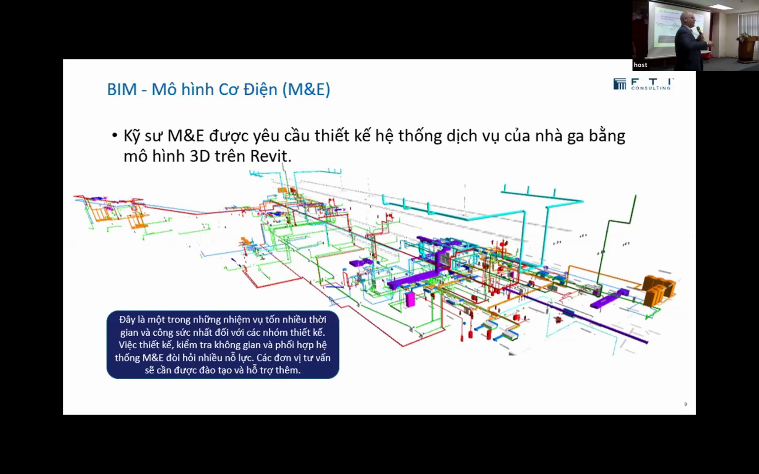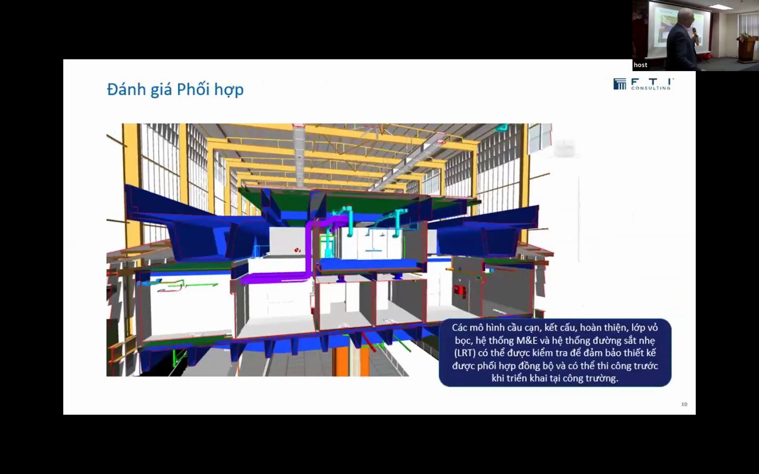So when you are managing the project as MRB or as the main project manager, be aware that the building systems, the mechanical systems, the electrical systems, the plumbing systems, the railway systems, this is the most difficult thing to get correct because they have the least amount of experience. And then when you put them together, you have to manage the overall coordination.